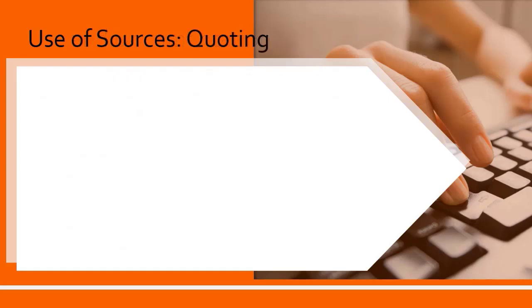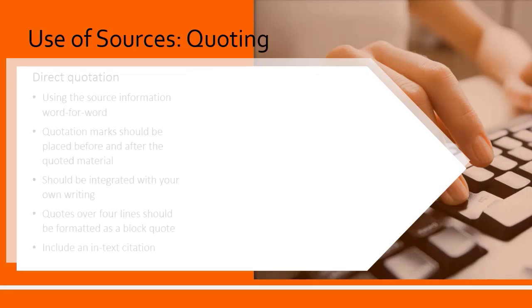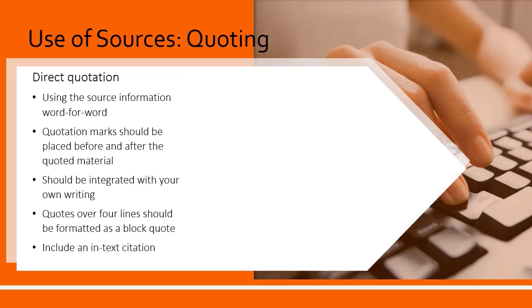First, we'll talk about the use of sources in direct quotes. A direct quotation is using the source information word for word. Quotation marks should be placed before and after the quoted material. The source information should be integrated with your own writing, and quotes over 4 lines should be formatted as a block quote. Also be sure to include an in-text citation.